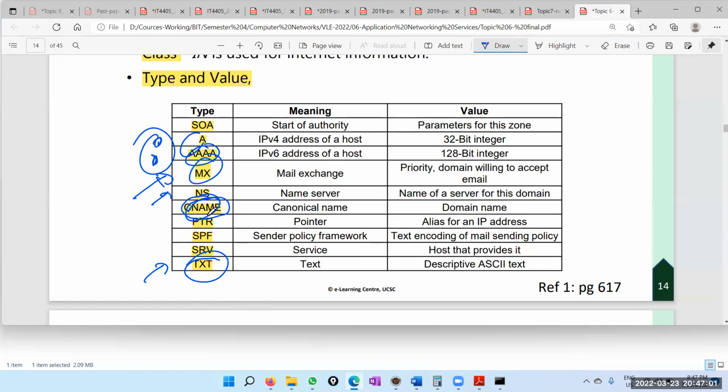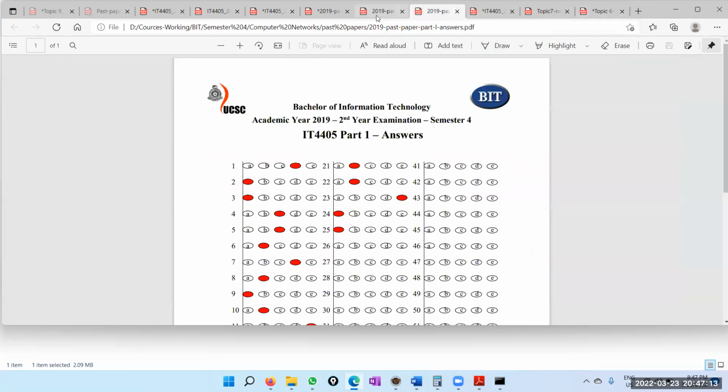So this is an alias. PTR is also important. That is an alias for another IP address. It's not really a domain. Okay. Right. So therefore now we can find the answer.